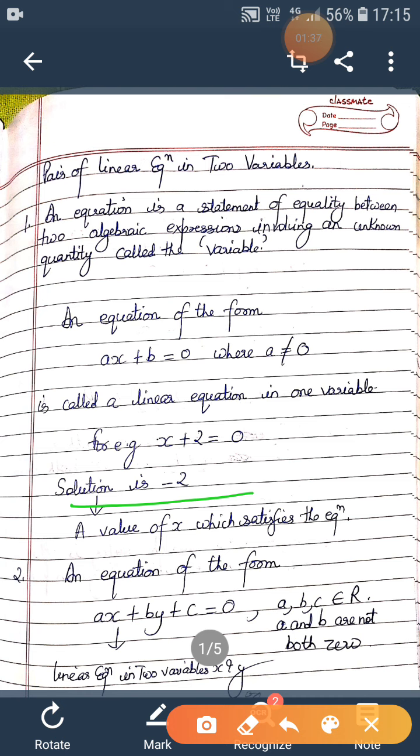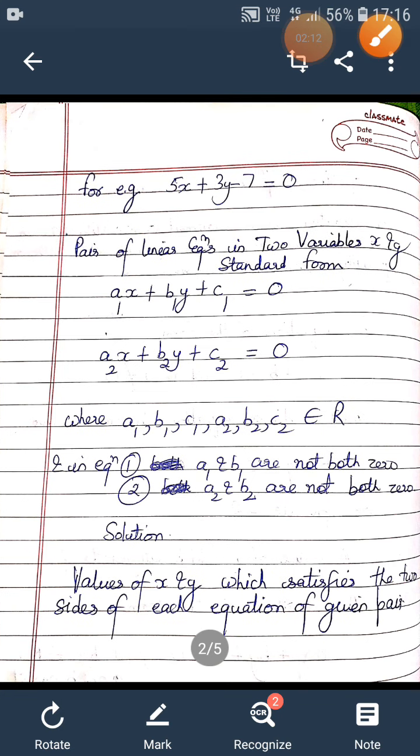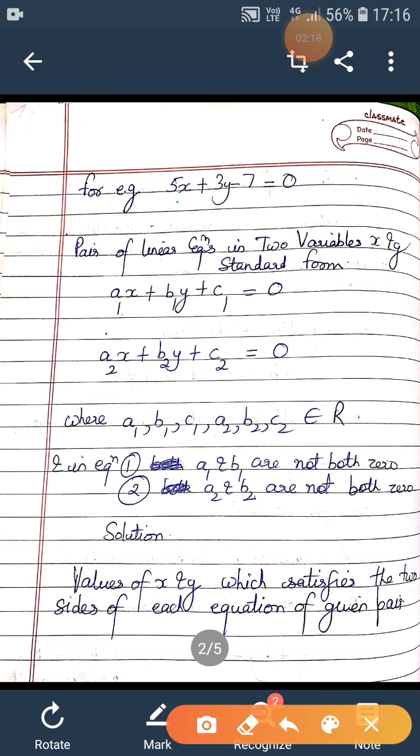Now moving on, in class 9 we have studied an equation of the form ax plus by plus c equals to 0, where a, b, c are the real numbers and a and b are not both 0. That means a can be 0 or b can be 0, but together they cannot be 0. So it is called a linear equation in two variables. What are the two variables? We have x is one variable and y is the second variable. So this is the standard form of linear equation in two variables, that is ax plus by plus c equals to 0.